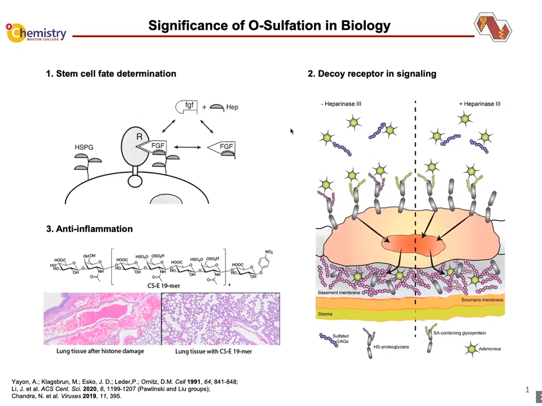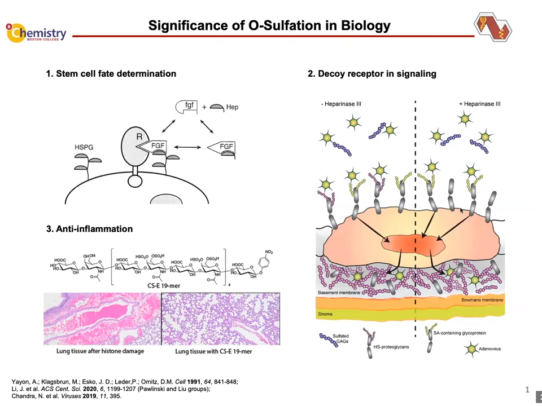The cell surface heparin sulfate and other GAGs are also important to serve as decoy receptors in signaling. On the right of this slide, you will see that heparinase, which is an enzyme that can cleave the cell surface heparin sulfate, actually plays an important role in regulating the growth factor signaling. The reason for this is that the cell surface heparin sulfate, which is again sulfated, can interact with the growth factors and serve as decoy receptors, in other words, basically inhibiting them. But once the heparinase comes into function, it cleaves off these cell surface glycans and the growth factor associated with them, thereby activating this growth factor signaling pathway.